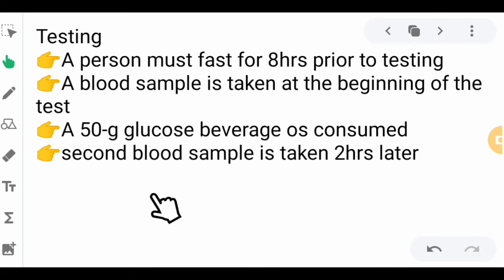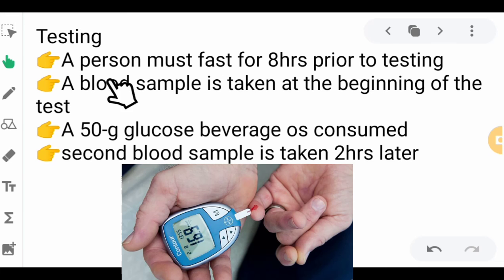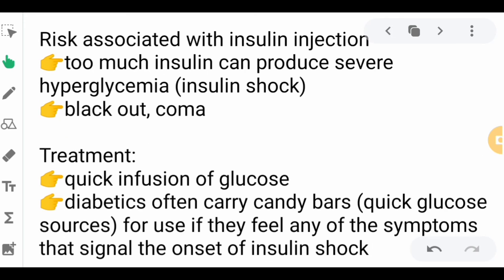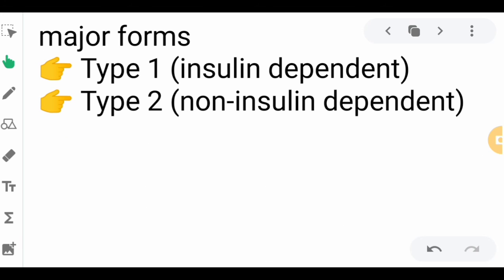Then, for testing of diabetes, first a person must fast for 8 hours prior to testing. Then a blood sample is taken at the beginning of the test. Then the patient will drink 50 grams of glucose beverage. After that, a second blood sample is taken 2 hours later. So the test is measured based on the hours.